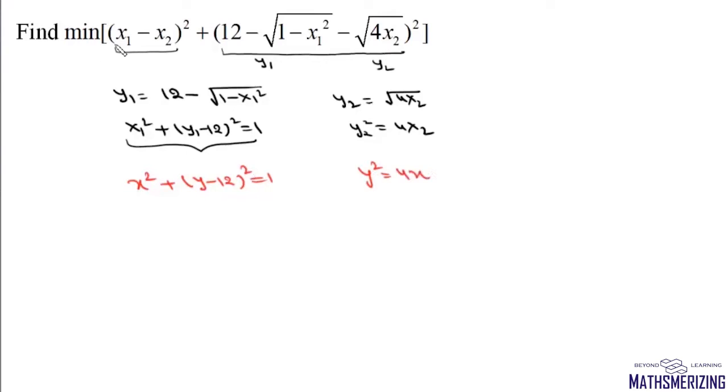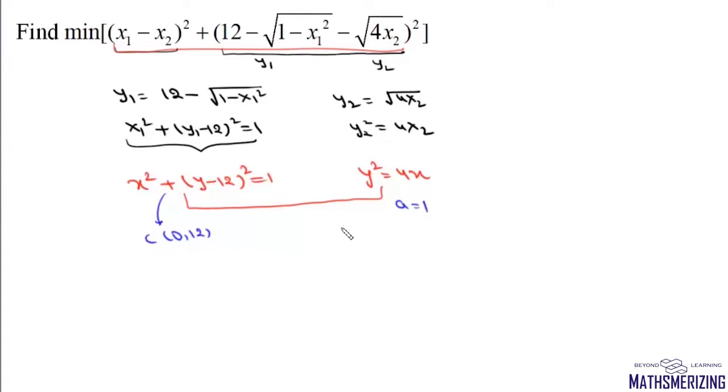Now we need to find minimum value of this expression, which actually is square of shortest distance between these two curves. So we need to find square of shortest distance between this circle and parabola. Now we know that shortest distance occurs along common normal. So any normal to this circle will pass through its center, which is (0, 12). And for this parabola, value of a is 1.